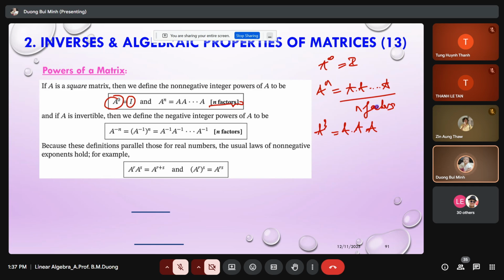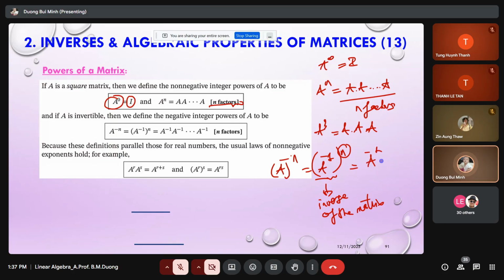So we have A to the power of minus n. A to the power of minus n is A to the power of minus 1, to the power n. So what is this? This is the inverse of the matrix. And then we take the power, so that means inverse of A times inverse of A times ... times inverse of A. We have n factors.